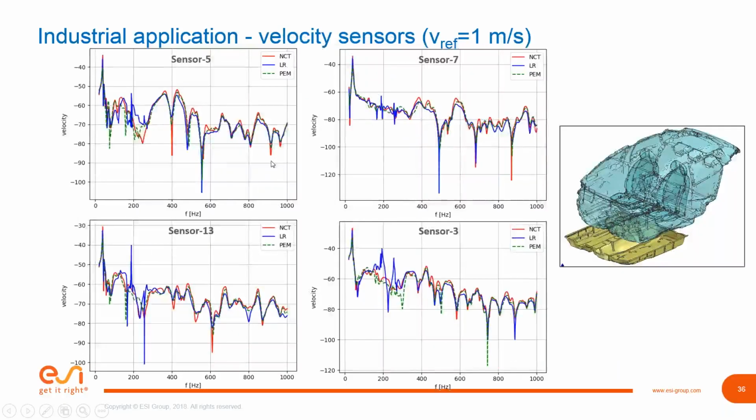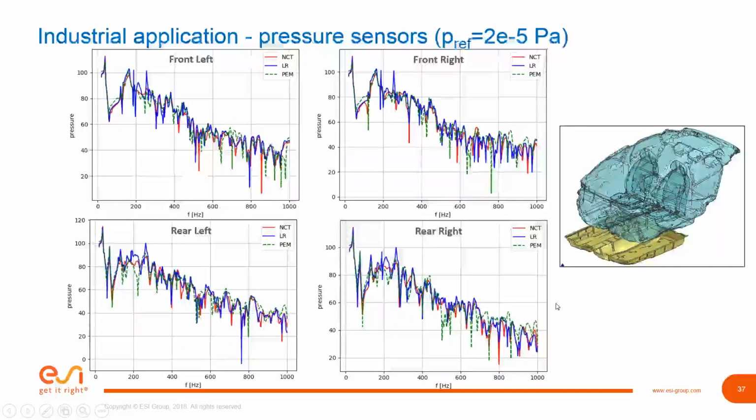This is for velocity response on the panel. Then we look at radiated noise to the interior. Again, pretty similar, certainly enough for design work. These are 4 different sections. The 3 methods compare very favorably.